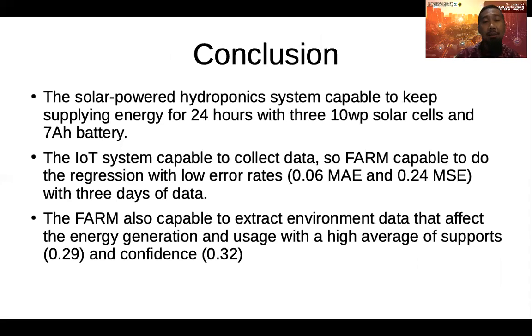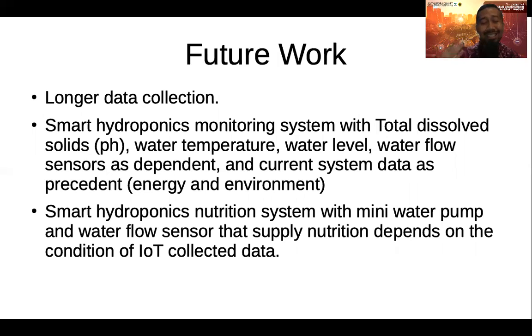The solar power hydroponic system is capable of supplying energy for 24 hours with this setting, and the IoT system is capable of collecting data and doing the regression with low error rates, and also capable of extracting environment rules with a high average of support and confidence. So it's successful as a regression and successful as rule extraction. Okay, exactly. So for future work, we have a lot of work to do.